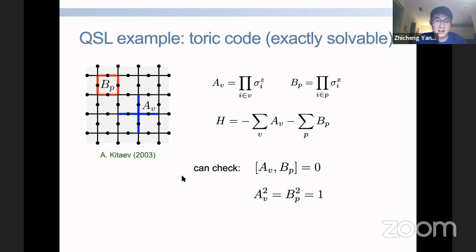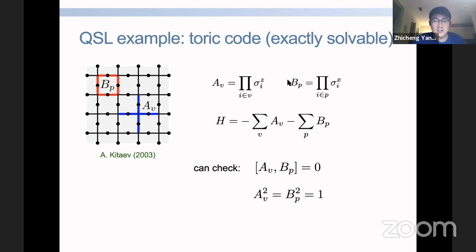So consider a square lattice. Of course, you can define the Toric Code on, for example, a honeycomb lattice as well, but we consider the square lattice. We put spin degrees of freedom on the links of the square lattice. And there are two types of operators in the Hamiltonian. The A operator, usually called the star operator, is associated with the vertices. So basically, you take the product of the four sigma z's on the four links emanating from a star.